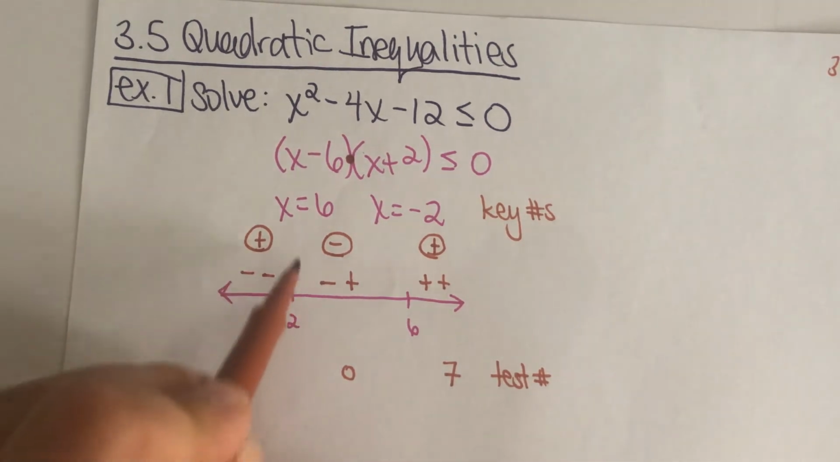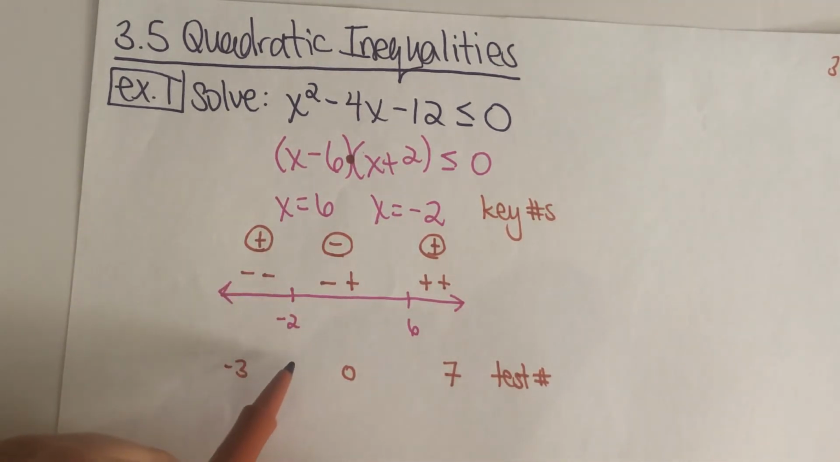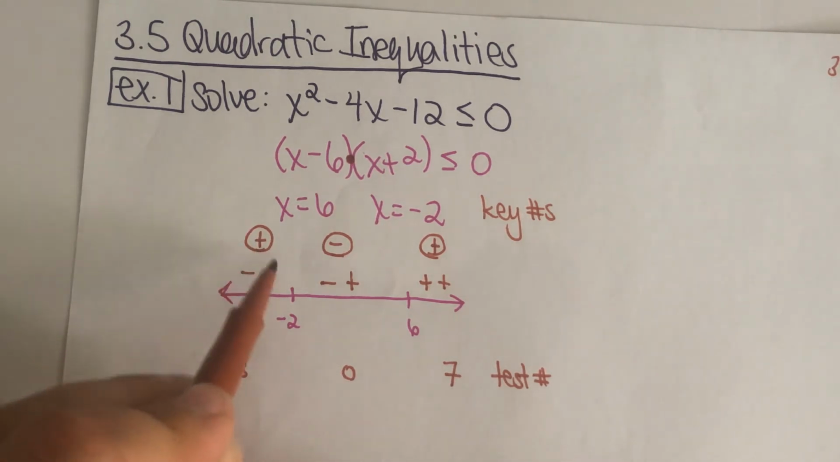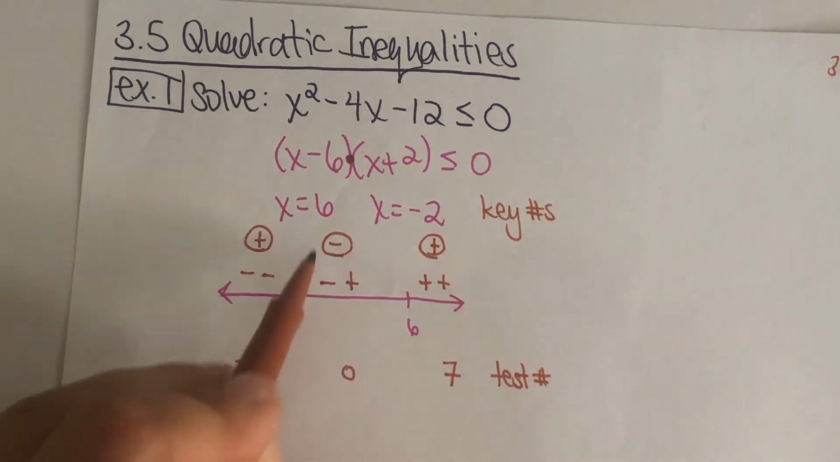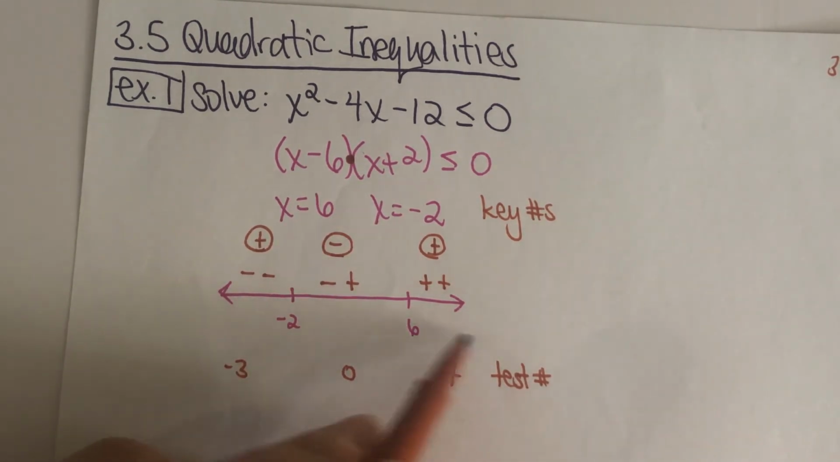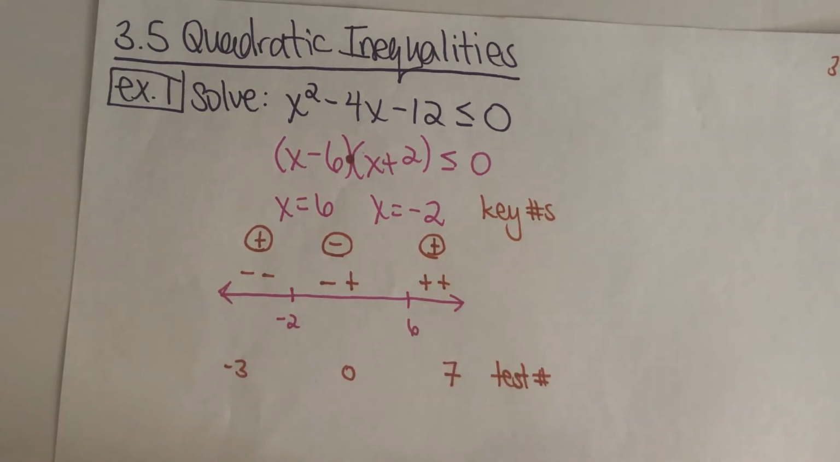This is telling me that any number I plug in to the left of -2, or less than -2, is going to result in a positive number. Any number I plug in between is going to result in a negative answer, and any number greater than 6 is going to result in a positive.